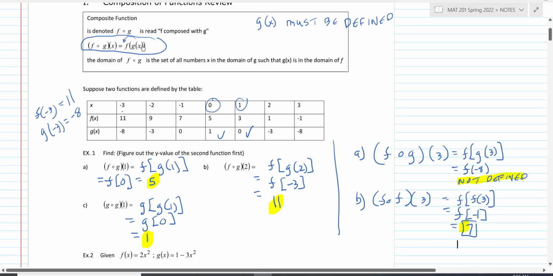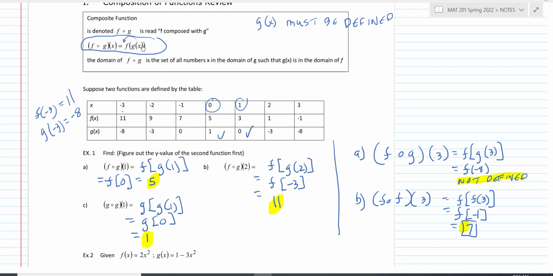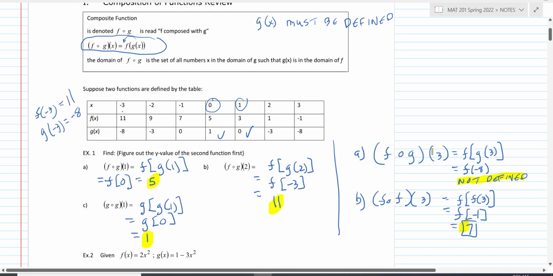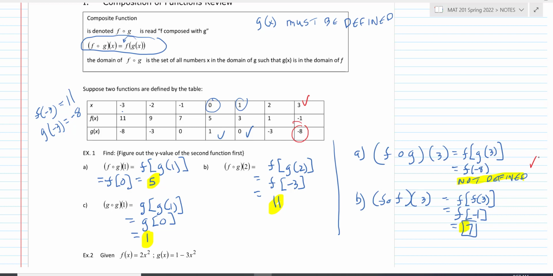Okay, so here's what you should have gotten. I wasn't trying to trick you on A. I just wanted to see what your thought process was. If you do f composed of g of 3, again, you do f evaluated at g of 3. If you work this out, g of 3 is going to be negative 8. And then you have to do f of negative 8. But negative 8 is not in the domain. That's not one of the values I gave you. So all you could say is it's not defined. That will happen sometimes. You will get an undefined answer if you're working with a composition of functions.